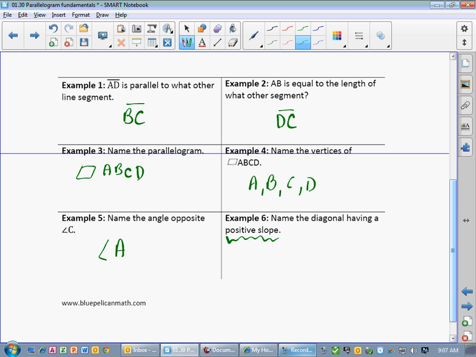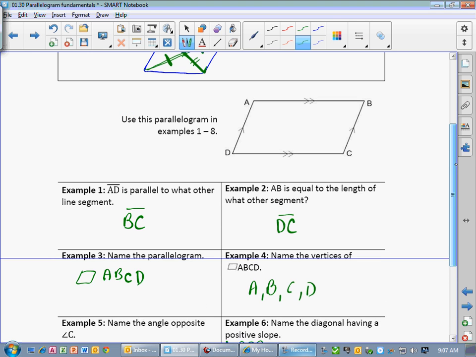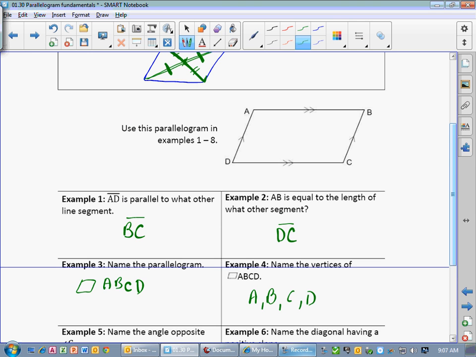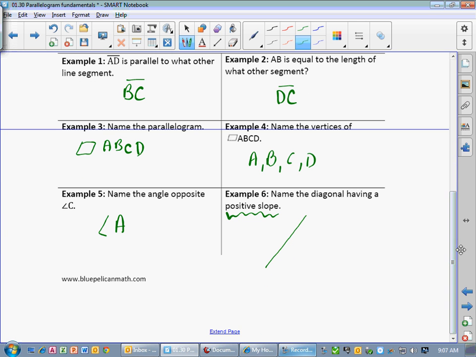Now think about what that means. Positive slope. So going up, but I could draw a line like this, and that's going up. Is that a positive slope? No. So what does the direction have to be? From left to right, it has to be going uphill. So which diagonal on our parallelogram is going to have a positive slope? So D. And notice it's not drawn. You kind of have to imagine it. D to B would have a positive slope.